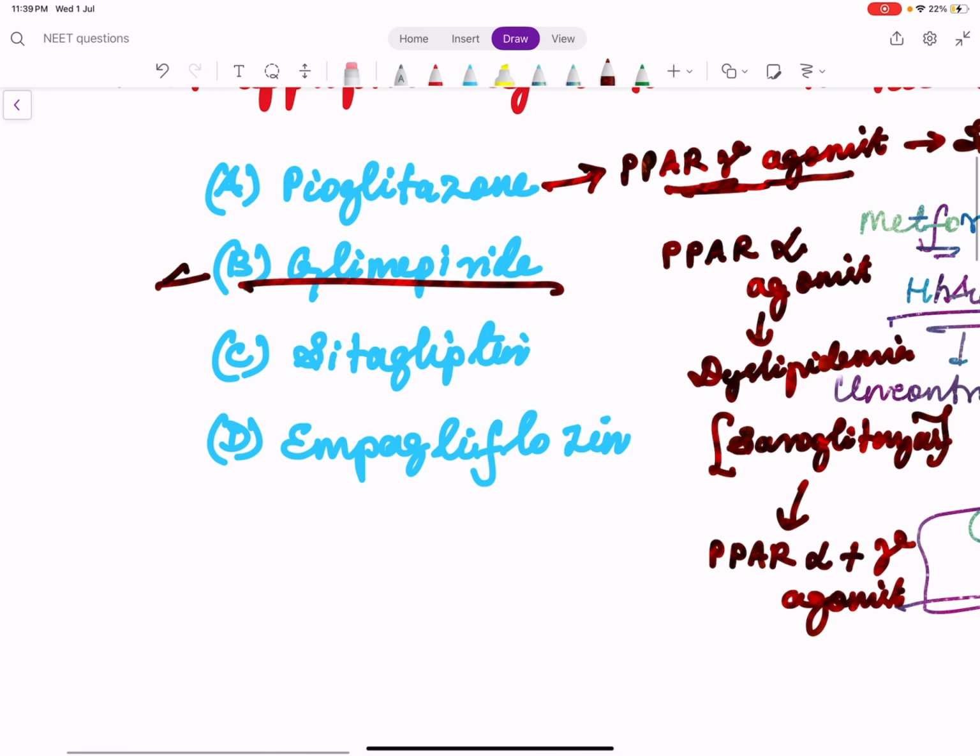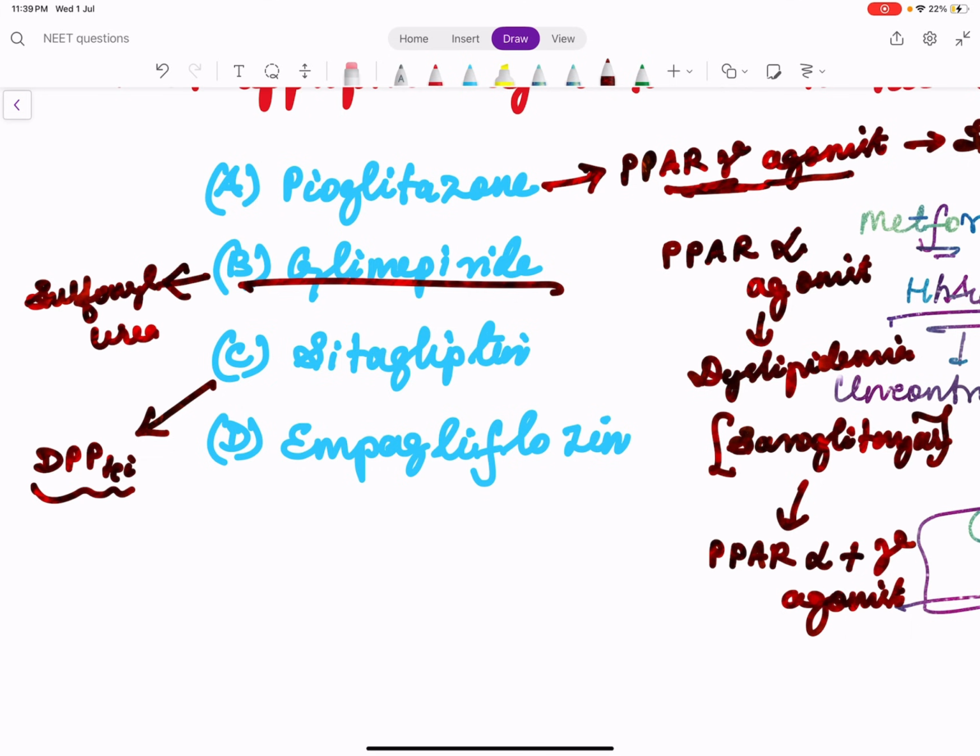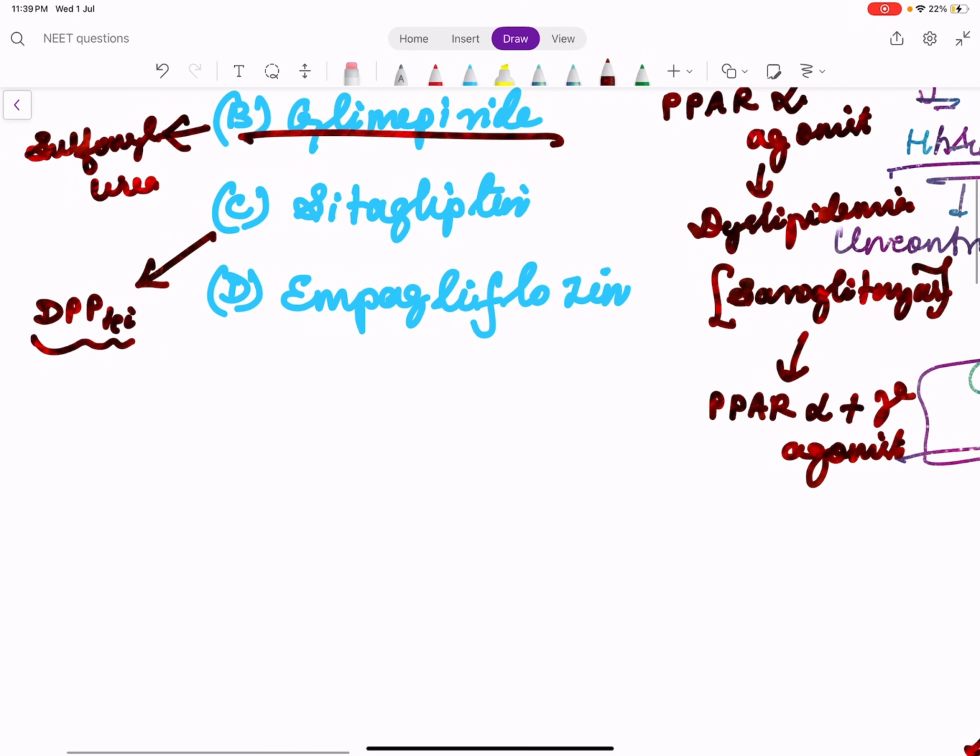Glimepiride is a sulfonylurea. Sitagliptin is a DPP4 inhibitor. Again, it is an anti-diabetic drug. Dipeptidyl peptidase 4 inhibitor. So what is this dipeptidyl peptidase? Dipeptidyl peptidase is an enzyme which breaks down GLP-1.